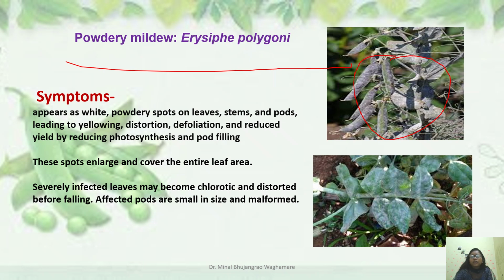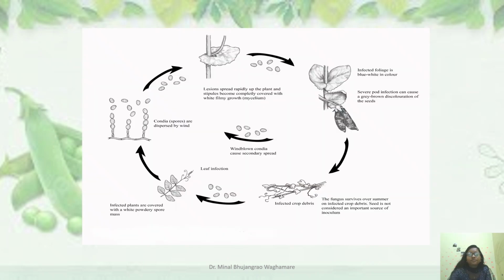In severe cases, leaves show a chlorotic appearance and become disordered before falling, and it will also reduce the size of pods, reduce the size of seeds, and reduce the quality of the pea.